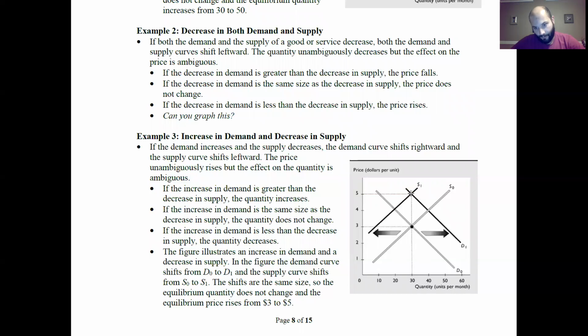Our new intersection is up here. So we know for sure that we're seeing a higher price, but we don't know for sure whether the quantity is going to increase or decrease. It would depend on the magnitudes.